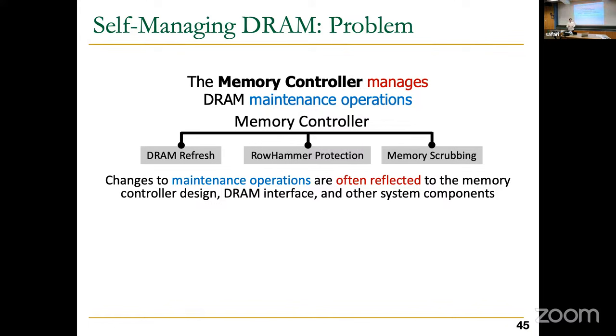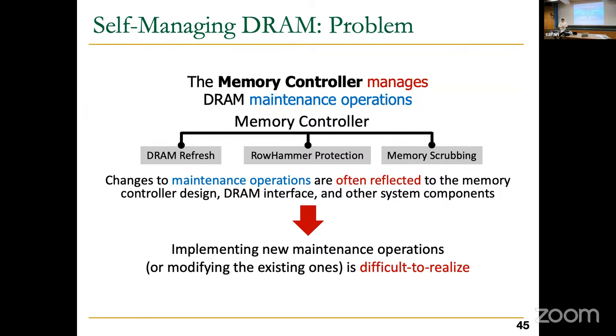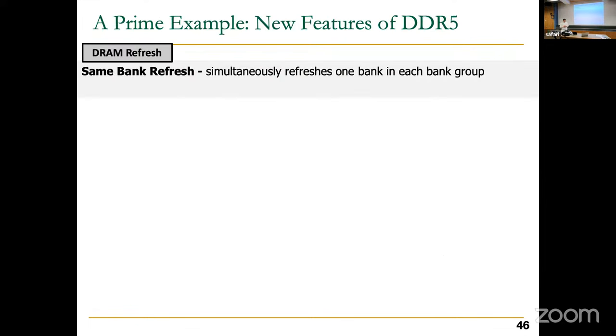So this will allow you to have performance benefits in cases where you can still exploit that bank level parallelism. And that's, for example, one of the changes that's reflected on the interface and the memory controller. And implementing new maintenance mechanisms or modifying the existing ones is difficult to realize, and that's because it requires changes to the standard.